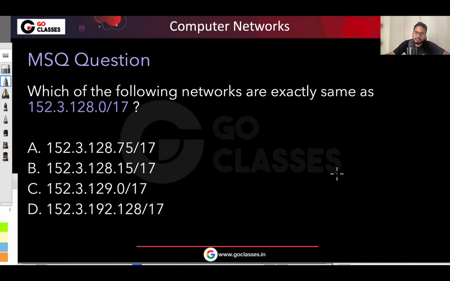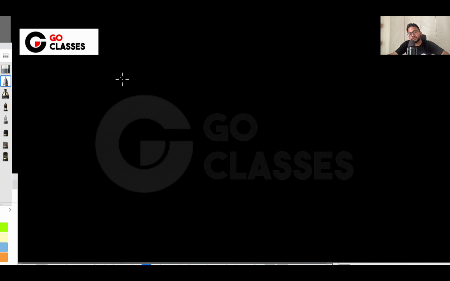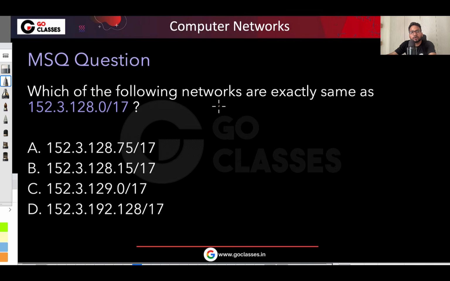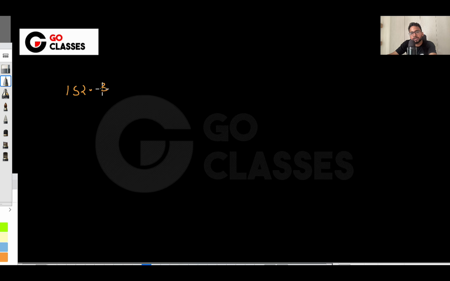Now let's do this question. This is a little interesting question. Here they are saying, which of the following networks are exactly the same as this network? We have been saying that this slash notation represents the entire network. Let me explain this question first, then you will understand what the slash notation clearly means. For easy explanation, let me write /16 first, and then I will go to /17. 16 is easy to convert into binary and decimal, because 16 means the first two octets.